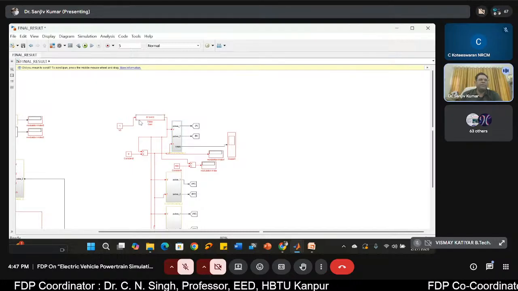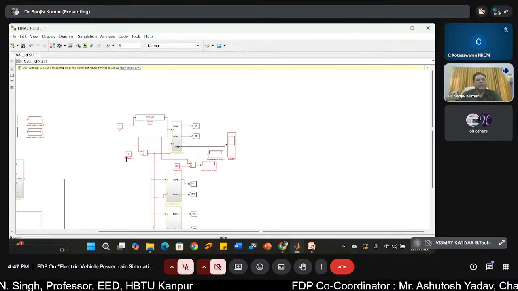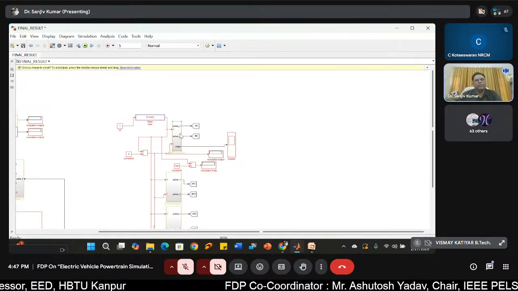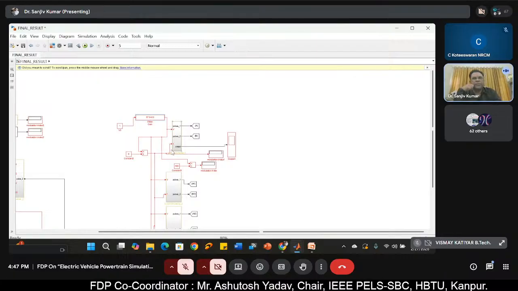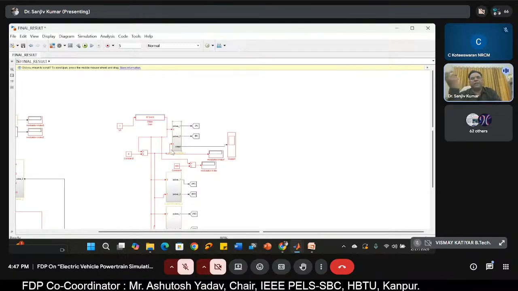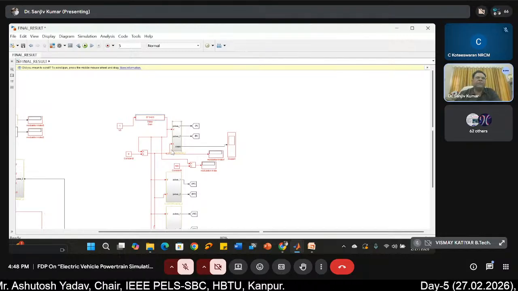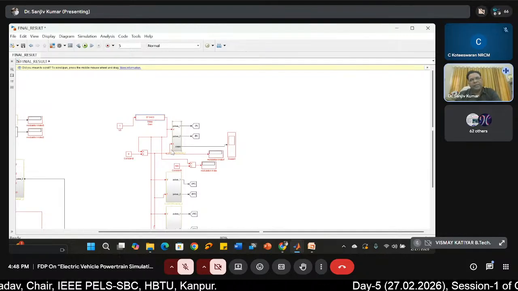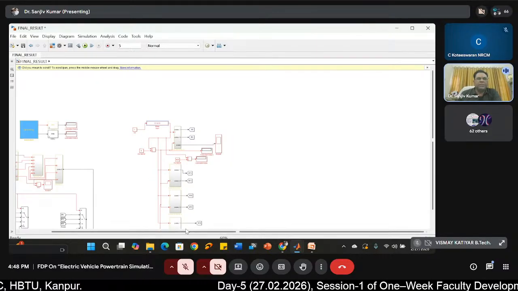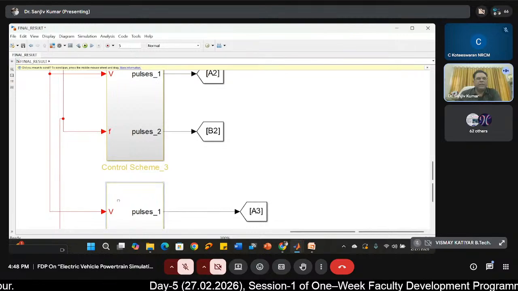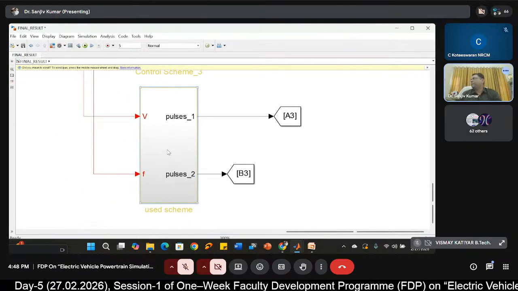We have taken the voltage from here, then divide by the ratio, it will give you the frequency. So if you know voltage and frequency, you can generate the reference signal Vm sine omega t, and 120 degree apart phase B and phase C. All these signals are to be generated. So I am just demonstrating the scheme which I have discussed in the PPT.